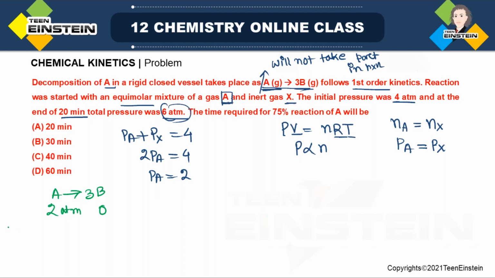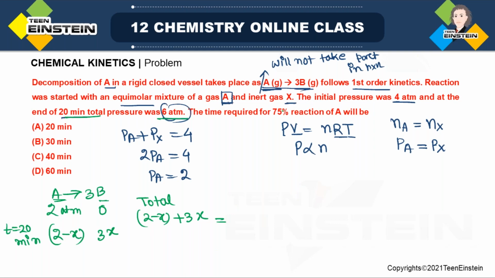And after T equal to 20 minutes, the pressure of A, suppose, is 2 minus X. So when it is 2 minus X, A is related to B as 1 is to 3. That means B will be 3X. So total pressure after 20 minutes will be 2 minus X plus 3X. And remember, final pressure after 20 minutes is mentioned as 6 atmosphere.